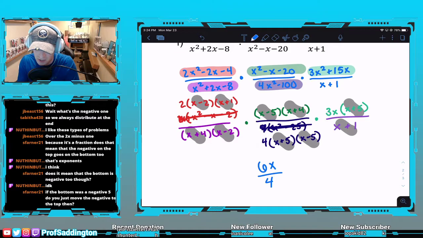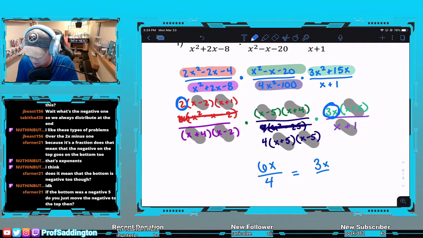And again, if you're not seeing what's left over, I had this 2 left over here, and I had this 3x left over here. Because it's multiplying, we still have to multiply them together. And then 6x over 4 technically just reduces down to 3x over 2.